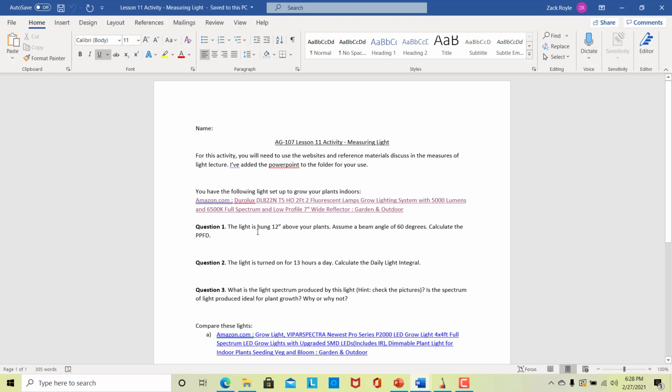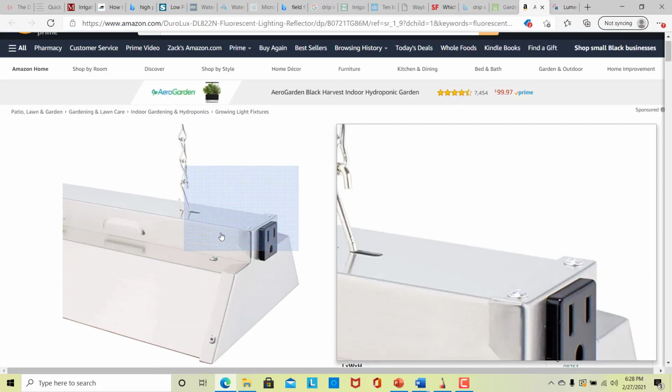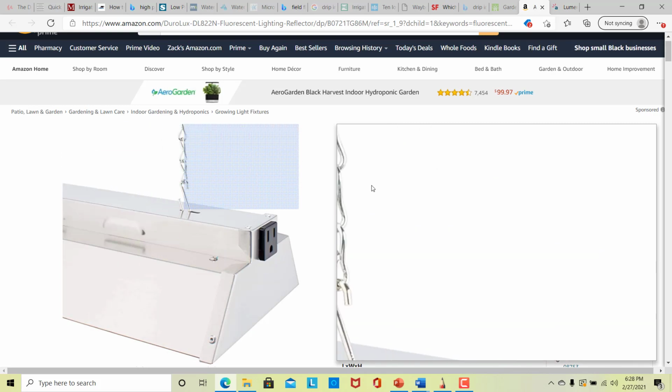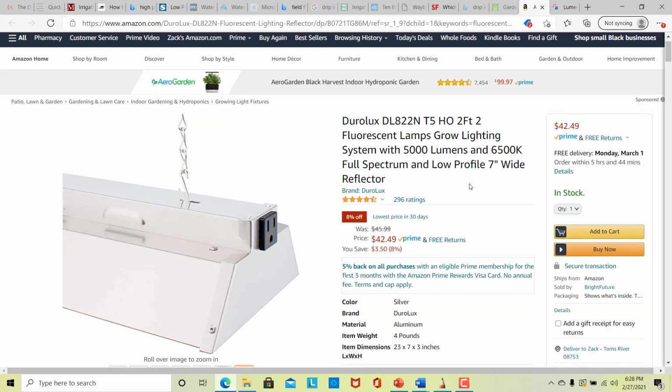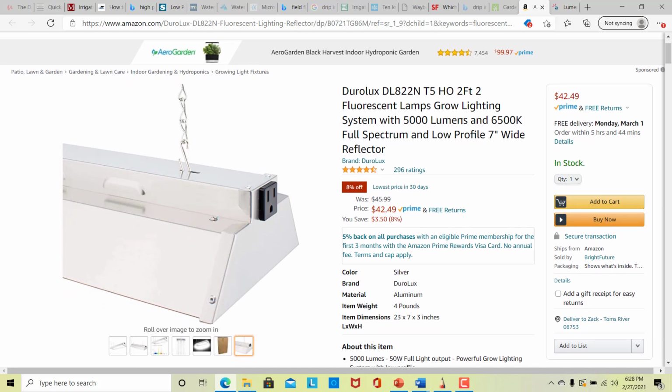And the question is, the light is hung 12 inches above your plants. Assume a beam angle of 60 degrees. Calculate the PPFD. Well, it's actually already in the title here, but I'll pull it up, and forgive that I have 1,000 tabs open. But here is the link, and it takes you to this light here, and this is what we're growing. It's a fluorescent light, and it's producing 5,000 lumens.